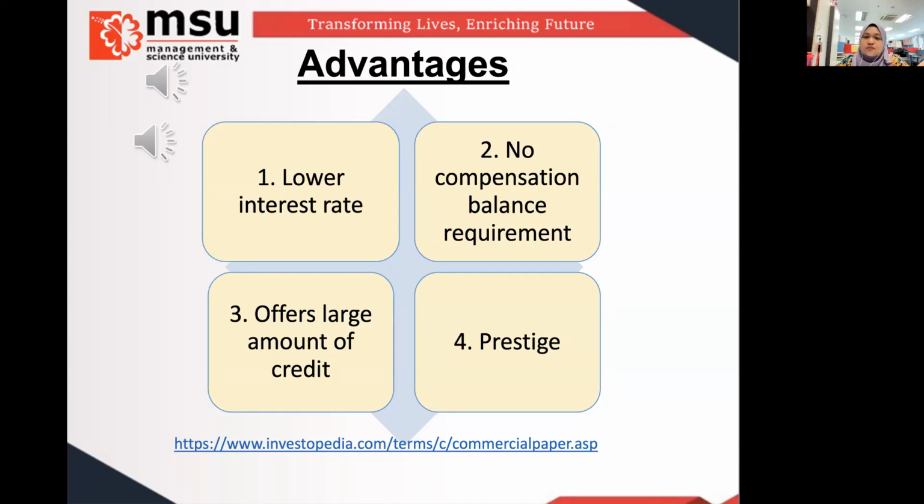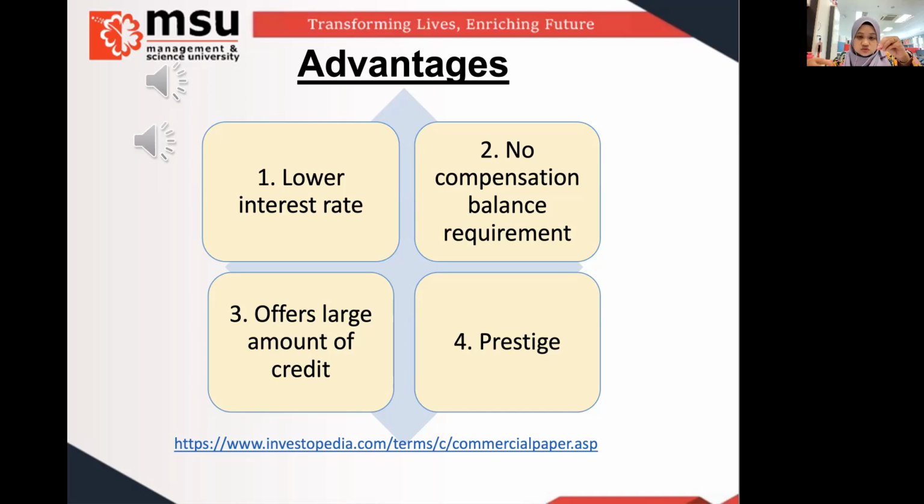Second, no compensating balance. Of course, when you issue commercial paper, whatever money you receive all belongs to you. All right, there is no compensating balance.